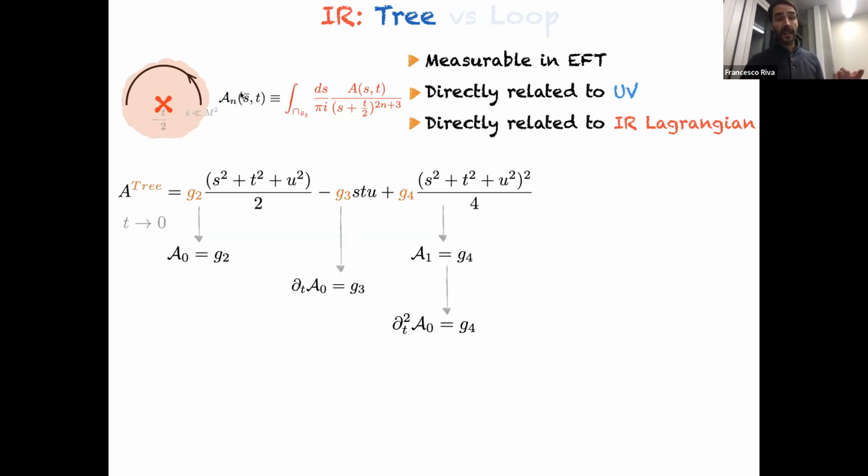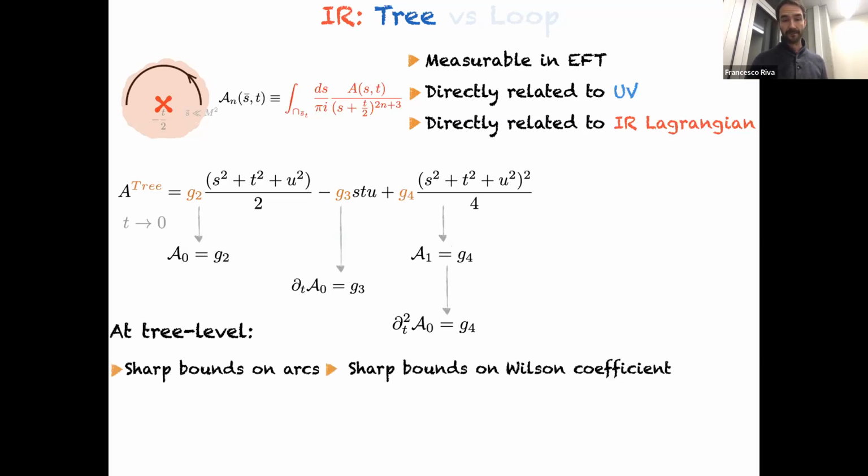And in particular, at tree level, the only singularities in this infrared region come from the subtractions at this point here, this crossing symmetric point. So there is a one-to-one correspondence between these arcs and the coefficients, the Wilson coefficients in the IR Lagrangian. Indeed, the amplitude is what I wrote already in the first slide, and then around t equals 0, the arcs are in one-to-one correspondence with these coefficients. So you see the 0th arc is just G2, and every Wilson coefficient is picked up by one of the arcs. So we have this situation in which sharp bounds on the arcs that I will discuss later translate into sharp bounds on the Wilson coefficients.